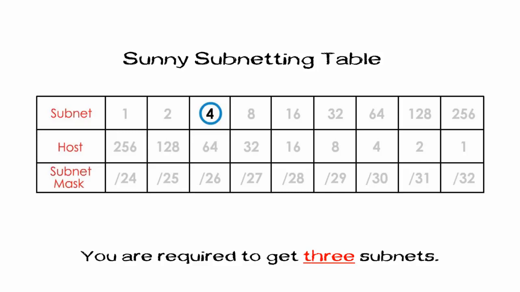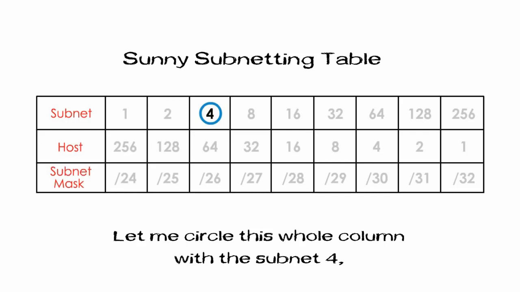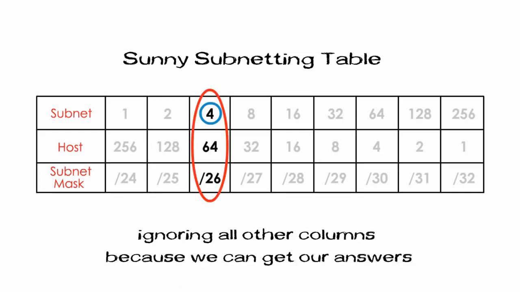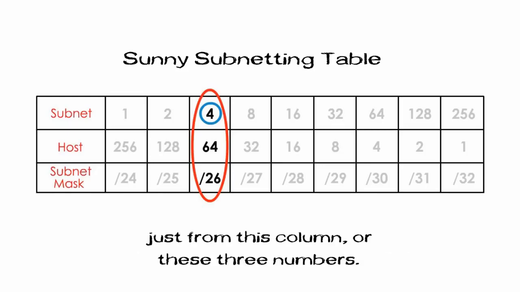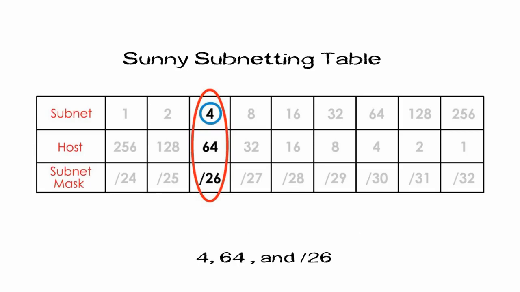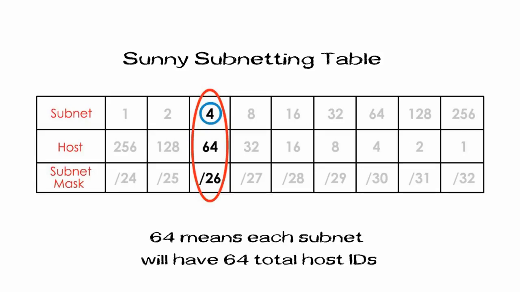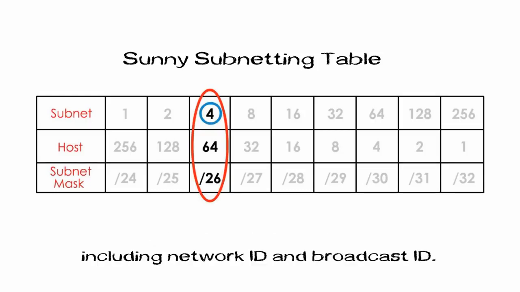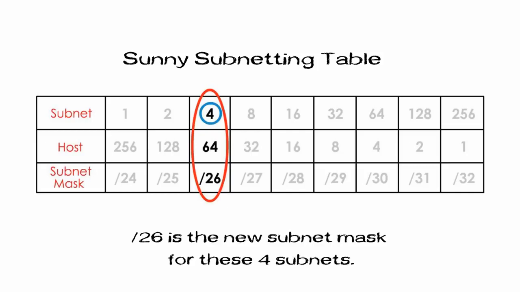So we choose 4 subnets, 4. Let me circle the whole column, ignoring all other columns because we only use these 3 numbers, and we can get all our answers just from this column or these 3 numbers. 4, 64, and /26. 4 means 4 subnets. 64 means each new subnet will have 64 total host IDs, including network ID and broadcast ID. /26 is the new subnet mask for all these 4 subnets.